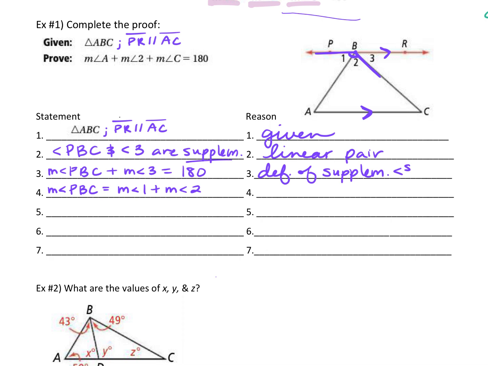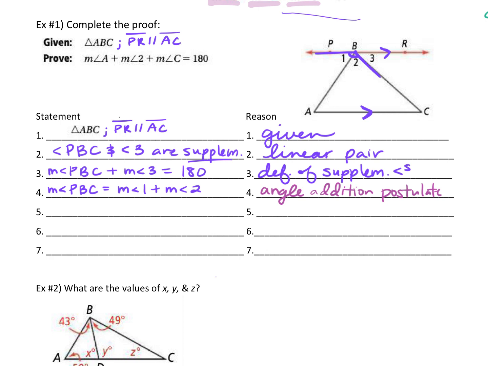Does anyone remember what that is? You take the 2 parts, you add them together, you get the whole thing. Angle 1 plus angle 2 equals the whole angle. Yes, angle addition postulate. If you add the 2 parts, you get the whole thing. Okay, so that's angle addition.